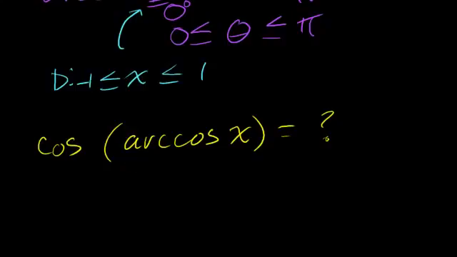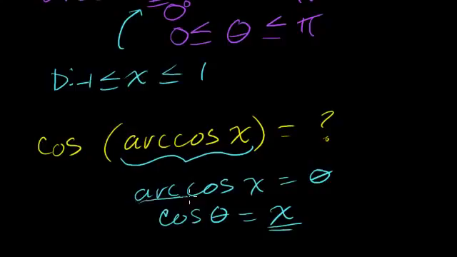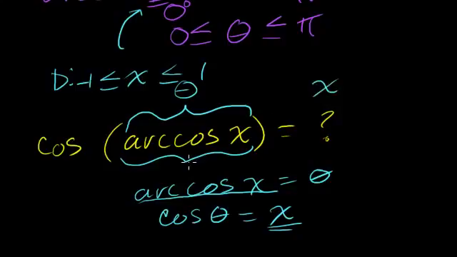Well, this statement right here could be said like this: let's say that the arc cosine of x is equal to theta. That means that the cosine of theta is equal to x, right? So if the arc cosine of x is equal to theta, we can replace this with theta. And then the cosine of theta, well, the cosine of theta is x. So this whole thing is going to be x.